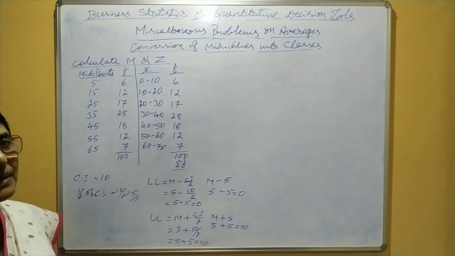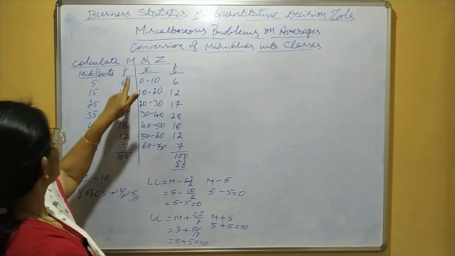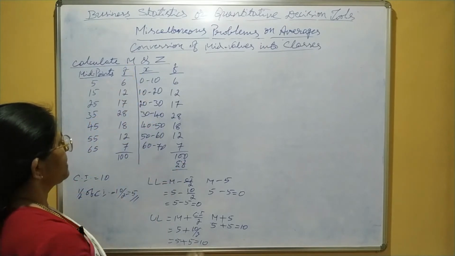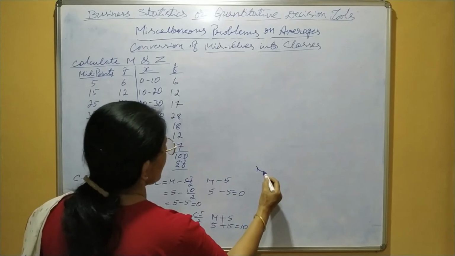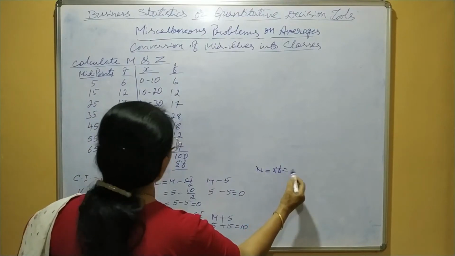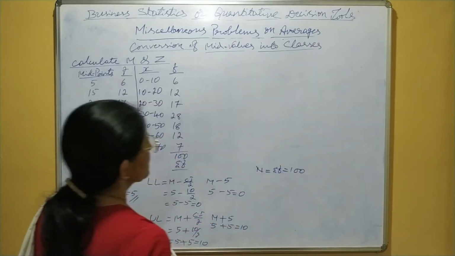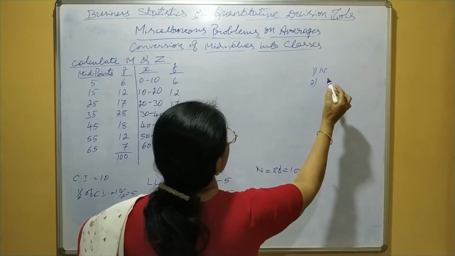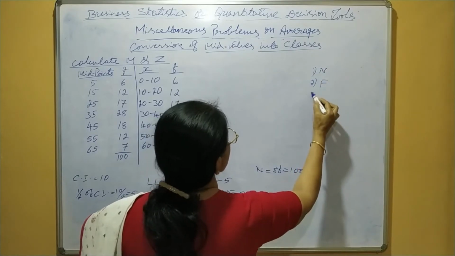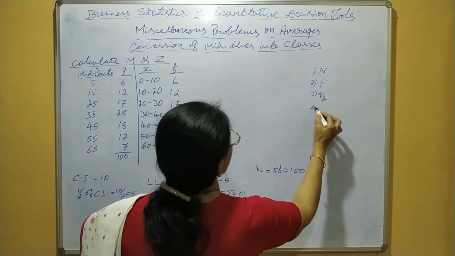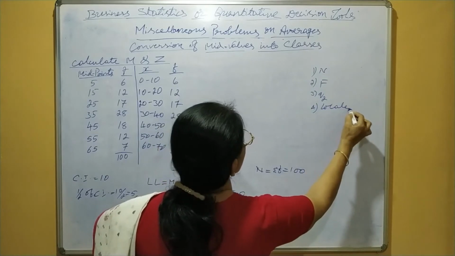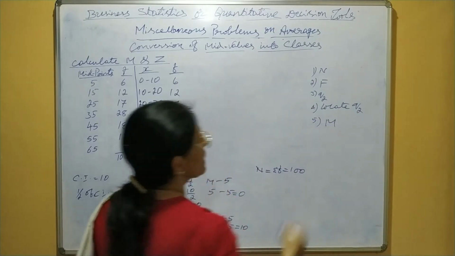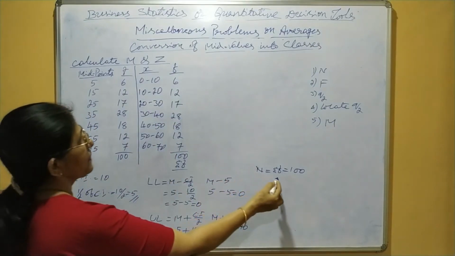It is a continuous series. Now, under median for a continuous series, the first step is n equals sigma f equals 100. The second step is F, the third step is Q2, the fourth step is to locate Q2 to get the median class, and the fifth step is the median. Now the first step is over.